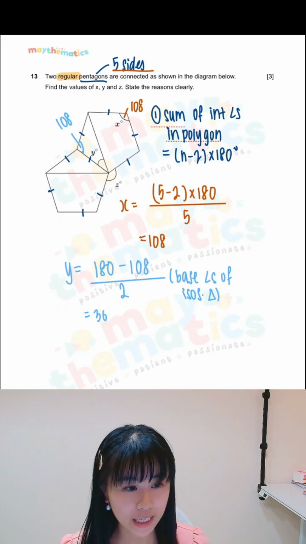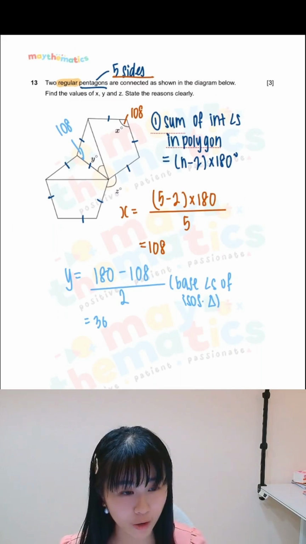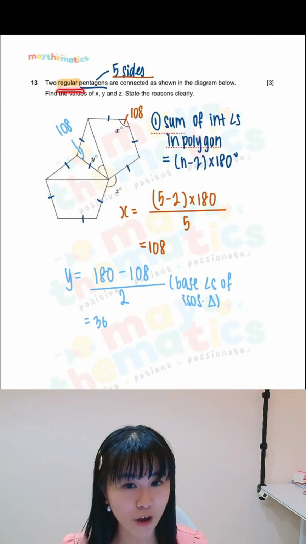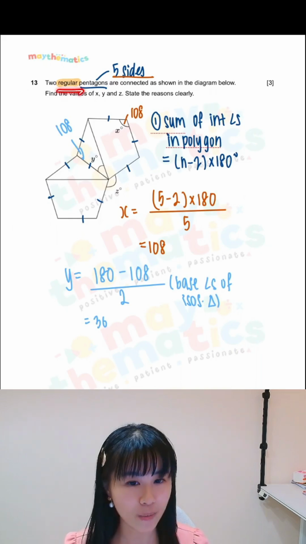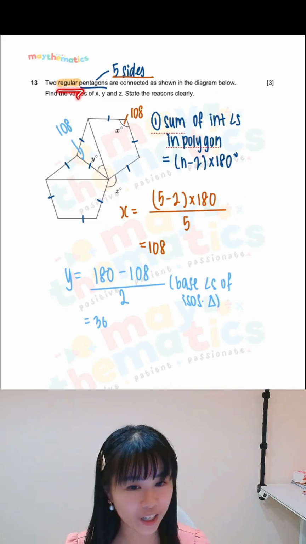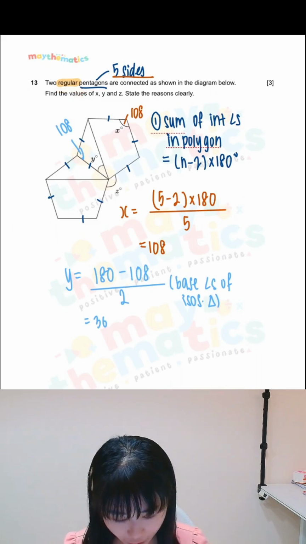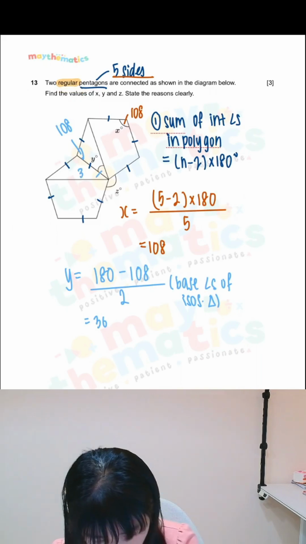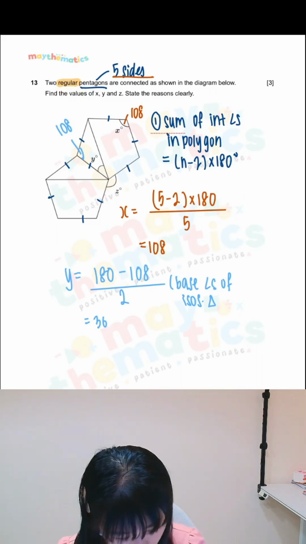Is it that all the angles in the polygon are the same? Okay, Apple, to answer your question, they will be the same only if they say regular. If they never say regular polygon, then they may not be the same. Okay, what level math is this? It is secondary 1, but it may come out in sec 2, sec 3, sec 4 also. Okay, so all good? So we found y already, it is 36.